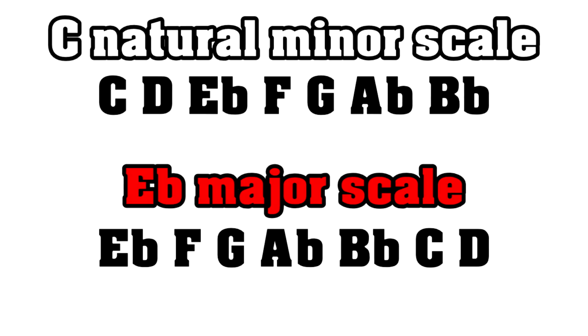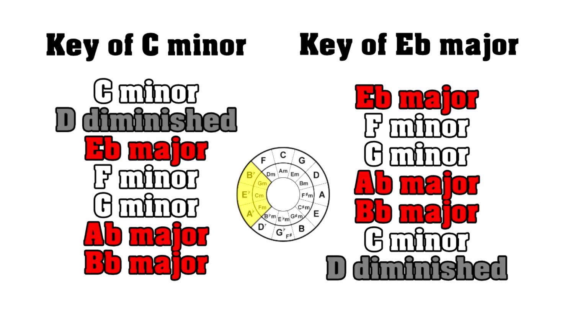The 7 notes that are found in the key of C minor are the exact same 7 notes that are found in the key of E flat major. And by extension, the exact same 7 chords that are found in the key of C minor are the exact same 7 chords that are found in the key of E flat major. Therefore, under the 12 key model, E flat major and C minor are considered to be the same key.